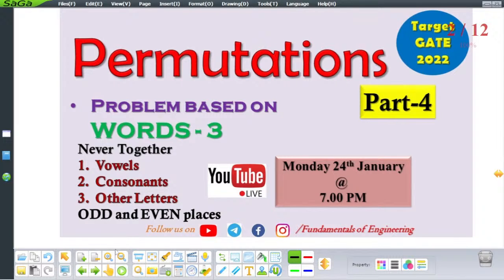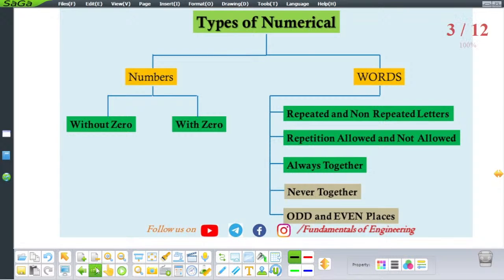Now in this session we are going to discuss word problems in which vowels, consonants, or other underlined letters are never together, and if vowels and consonants occupy the odd and even places, how we can arrange that word. We are going to see that.